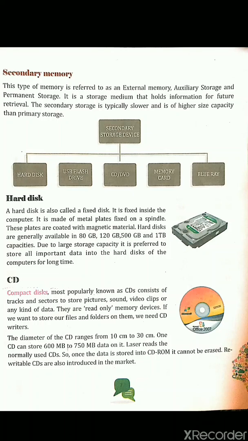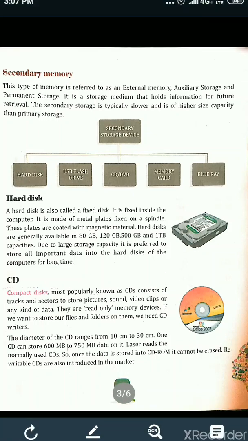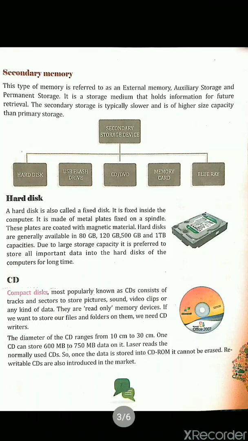If we want to store our files and folders on them, we need a CD writer. The diameter of a CD ranges from 10 cm to 30 cm. One CD can store up to 750 MB of data. Laser, which means light, a light beam, reads the normally used CDs. So once the data is stored on a CD, it cannot be erased. But at present in the market, rewritable CDs are also available.